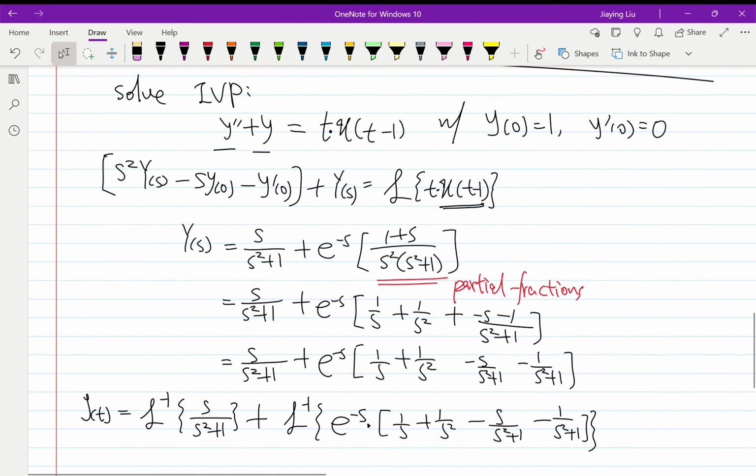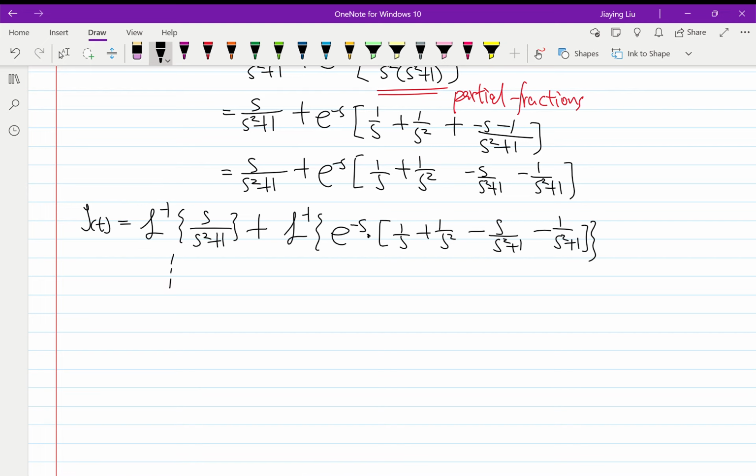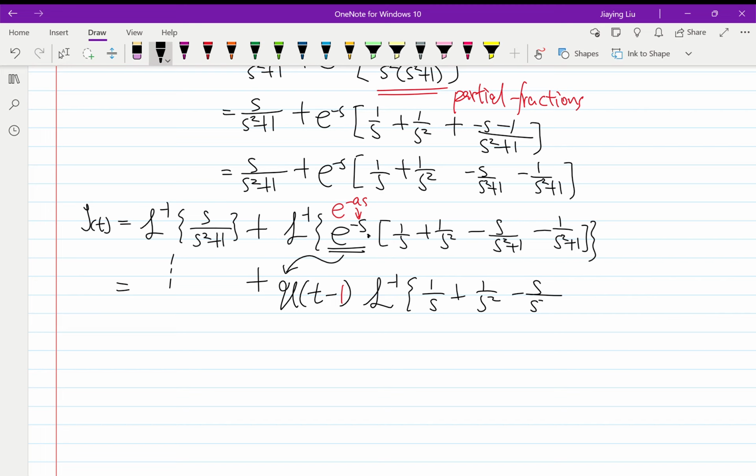Okay, so this one should be straightforward based on the table. But this e to the negative s will become a Heaviside function, u of t minus a. The a is coming from this e to the negative as, so the a is 1 there. So t minus 1. And then we find the inverse Laplace of the remaining 1 over s plus 1 over s squared minus s over s squared plus 1 minus 1 over s squared plus 1. But don't forget, this is the inverse t-translation. We have a special substitution: t goes to t minus 1 at the end.